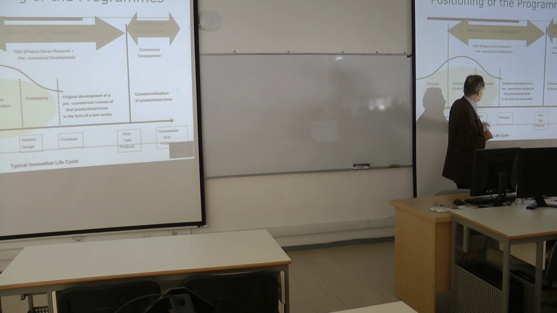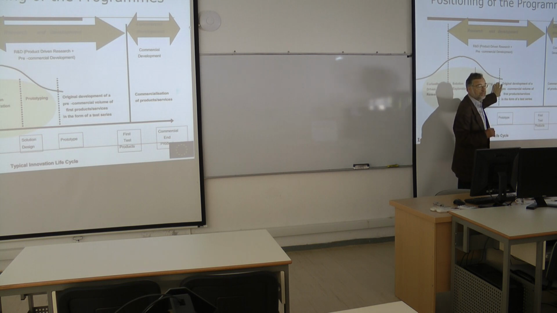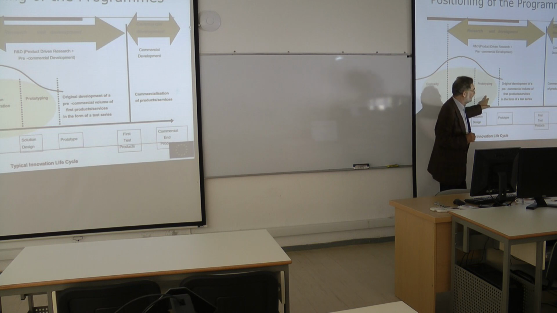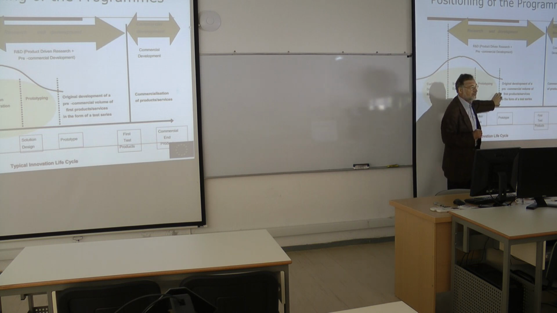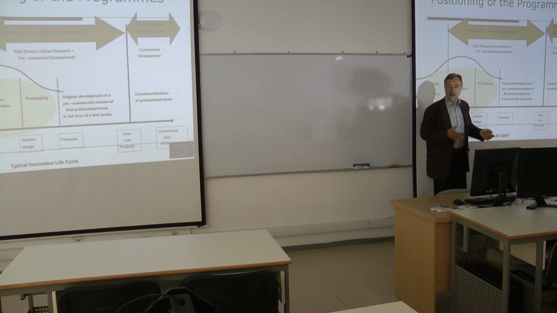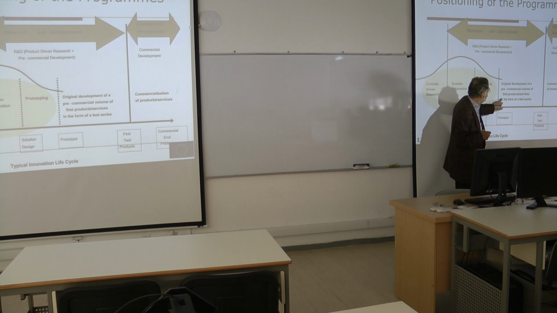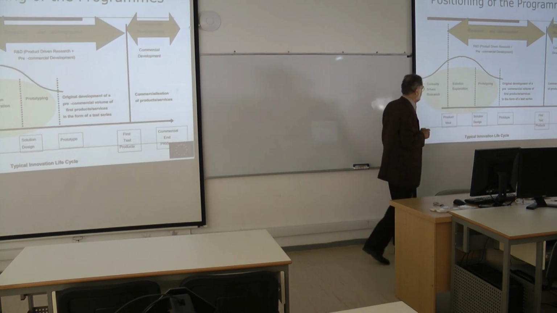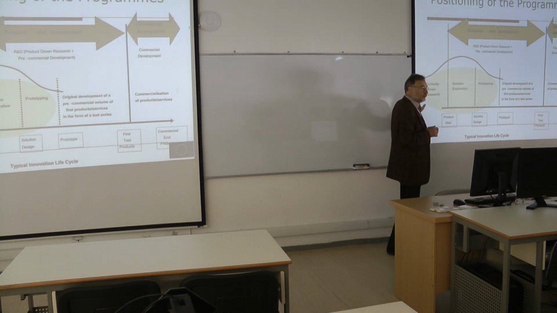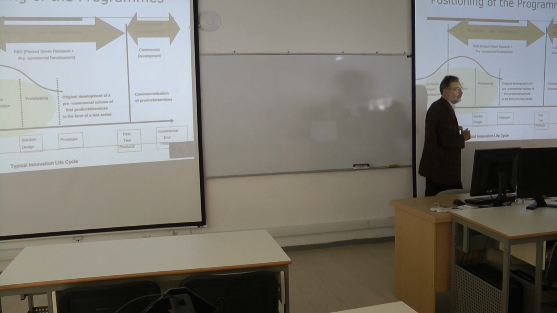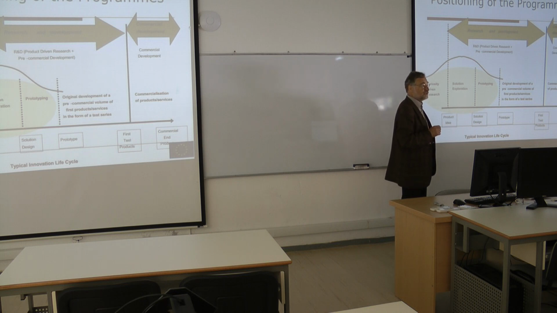Now the program CIP is situated somewhere around here. It takes up research results, for example prototypes, and moves this a little bit further to the market. This means preparing market conditions. This could, for example, mean a validation test together with users. What is written here? Original development of a pre-commercial volume of first product services in the form of test series. So CIP is around here, but also doesn't go much further. So we are with research programs in this first half, or if you like, 2/3 of the innovation cycle.